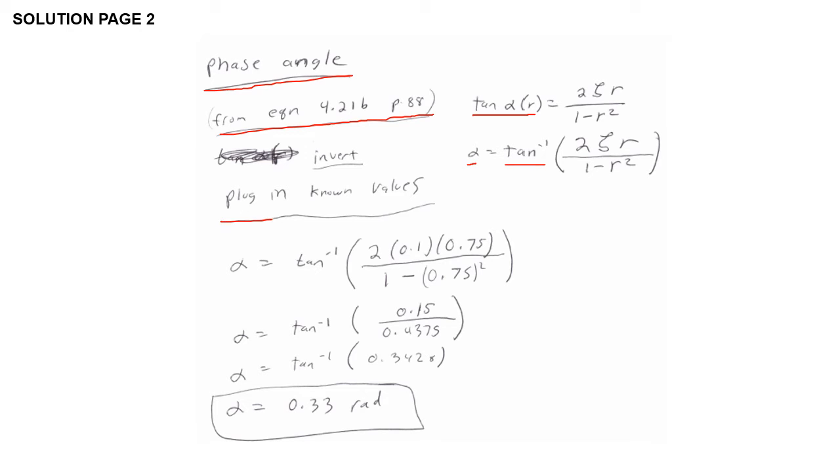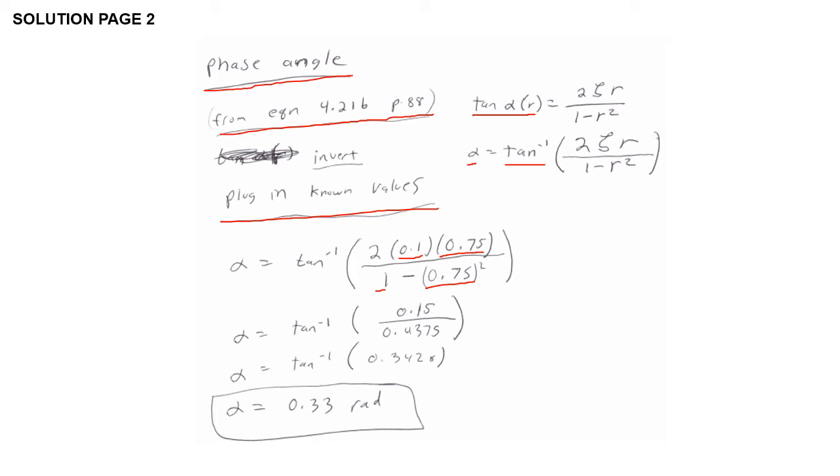We find that alpha is equal to the inverse tangent of 2 zeta r over 1 minus r squared. From here, we can start plugging in our known values to get alpha. So alpha is equal to the inverse tangent of 2 times 0.1, which we plug in for zeta, times 0.75, which we plug in for r, all over 1 minus our r of 0.75, quantity squared.